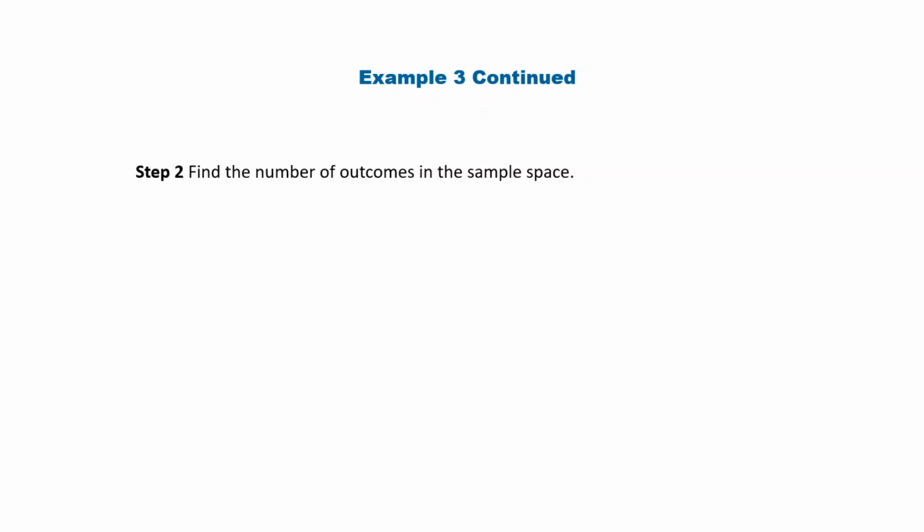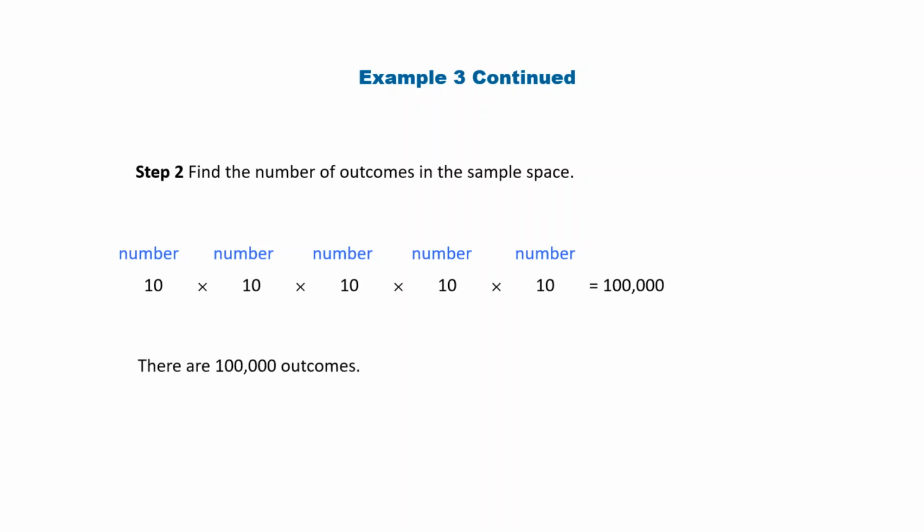So step 2, we're going to find the number of outcomes in the sample space. So let's talk about that. So now we're putting everything that we've learned together. Okay, we know that we're going to have 5 numbers, and for each of them we have a choice of 10 digits. So we actually have 100,000 choices. So now there are 100,000 outcomes.